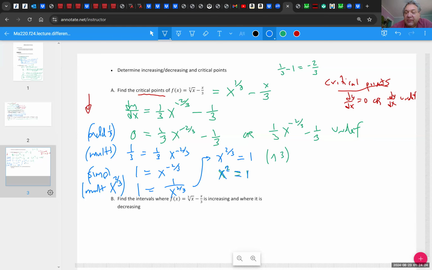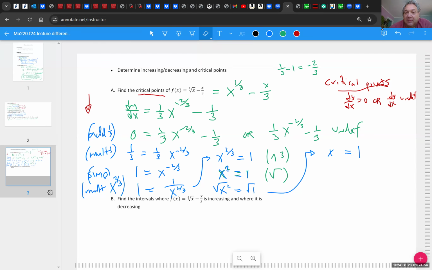And then I have to get rid of the square. To get rid of the square, I'm going to square root. That would give me the square root of x squared is equal to the square root of 1. And it's important to know what's going on here, because the square root of x squared is not x. The square root of x squared is the absolute value of x. People are going, what?